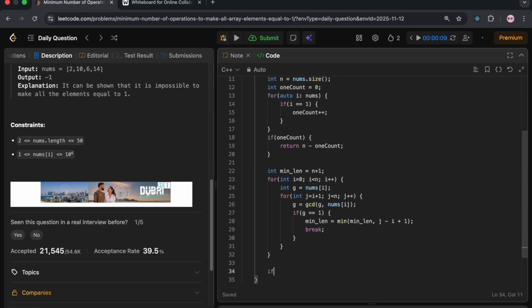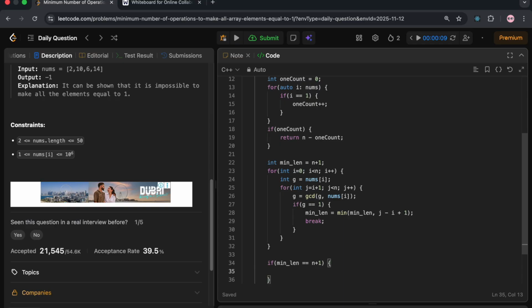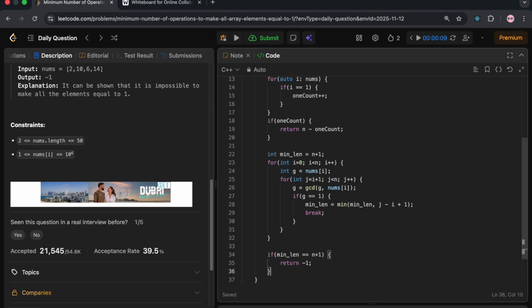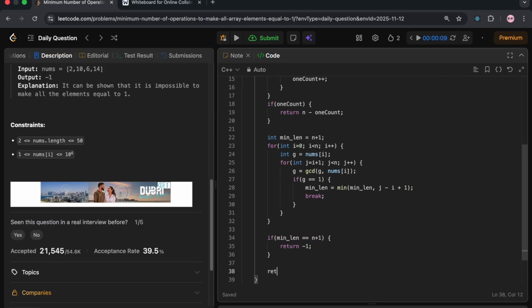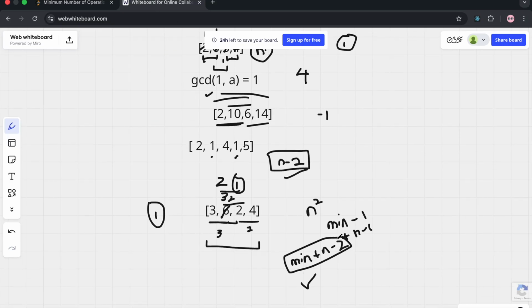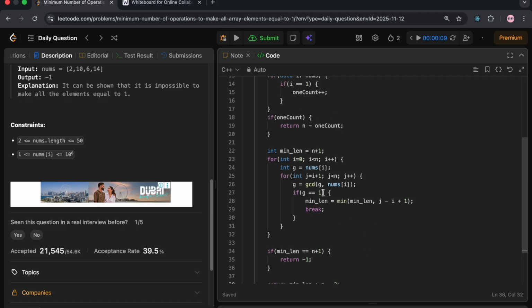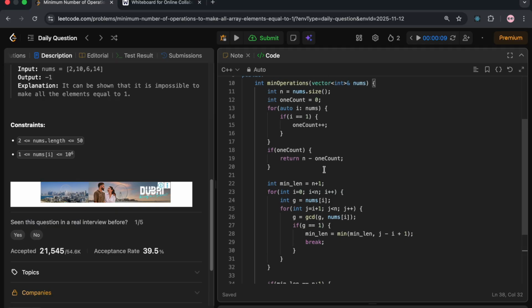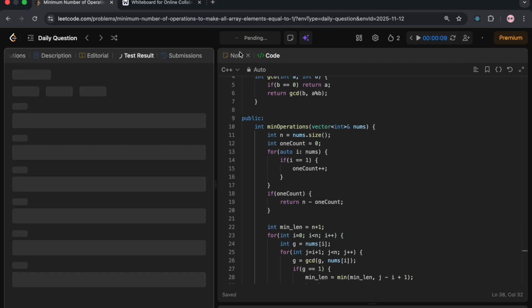So if the minimum length is still n plus 1, if it does not change, that means there is no subarray that contains 1, so we will return -1. Otherwise we will return minimum length plus n minus 2, as we demonstrated with this formula, right? So this will be our answer. So let's run it first.